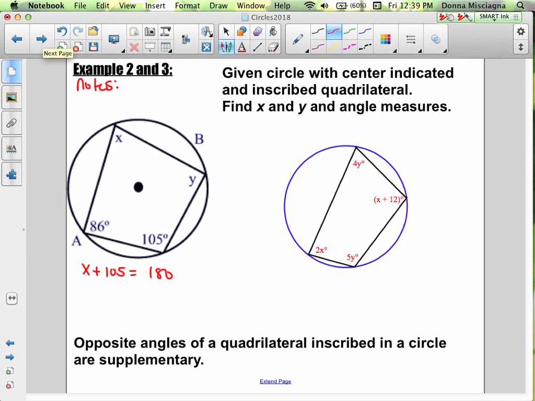Right? Because we know, and it says it right above this, so you don't have to write it again in your notes, but I have it right here. Opposite angles of a quadrilateral inscribed in a circle are supplementary. Oh, you have it in your notes as well. So X plus 105 equals 180.